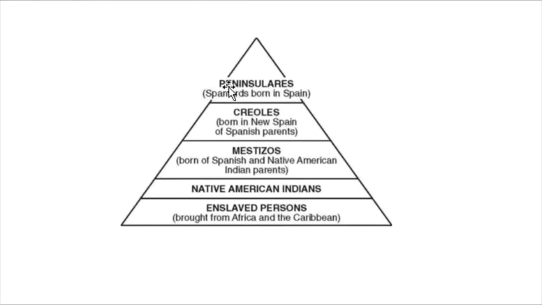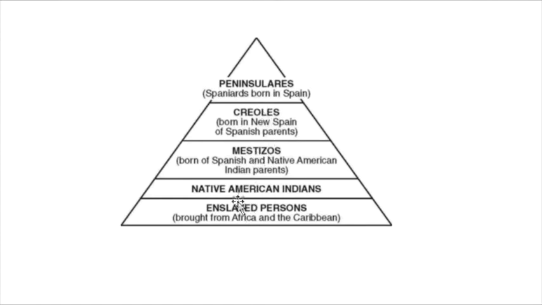Basically what this means is the peninsulares, the people who were born in Spain, were at the top of the food chain. Life was best for people at the top. So life was good for the peninsulares. Second were the Creoles. They were born in New Spain, but they had Spanish parents. In other words, their parents were from Spain, but they had been born in the colonies, in New Spain, in the Americas. Next came the Mestizos. Mestizos may have had one parent who was from Spain, another parent who was a Native American, and so they were just under the Creoles.